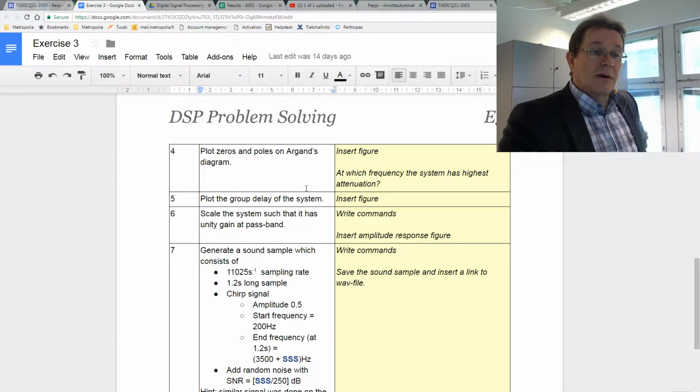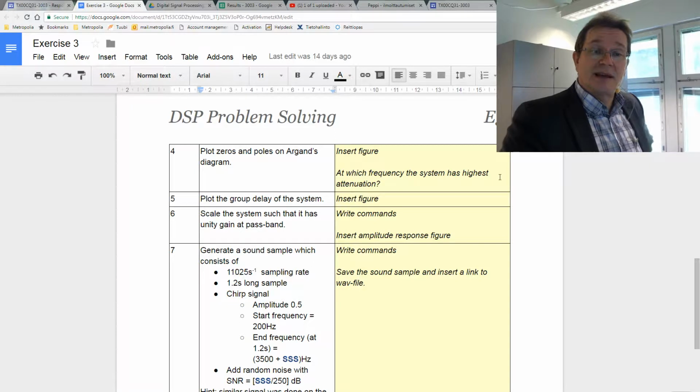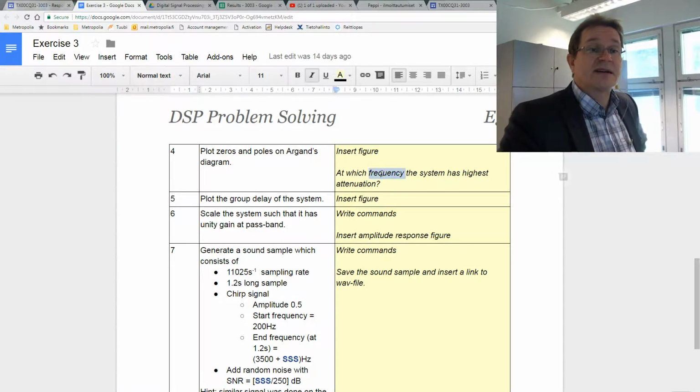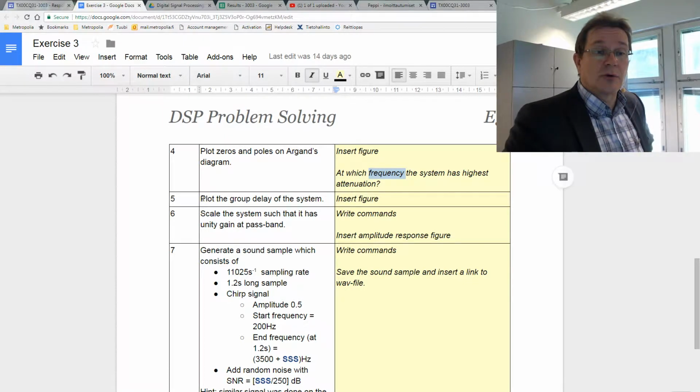Zeros and poles on the Argand diagram. Okay, figure out at which frequency the system has the highest attenuation, the physical frequency. Okay, then the group delay, plotting the group delay.